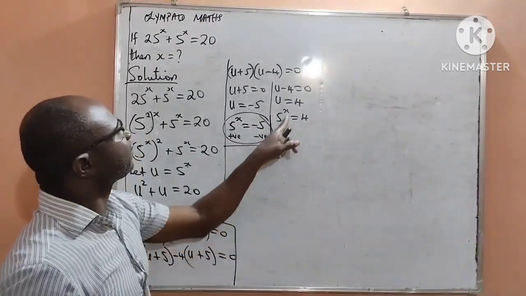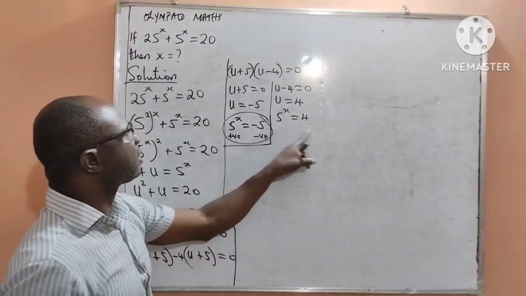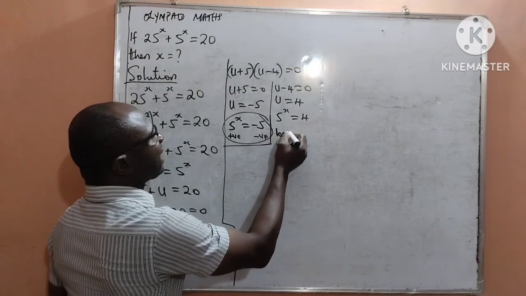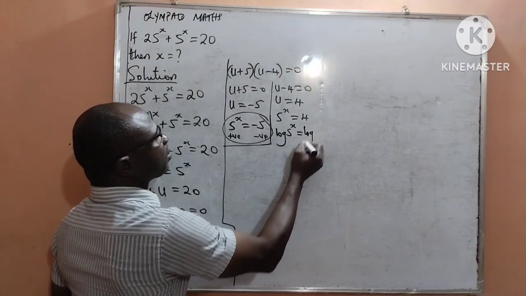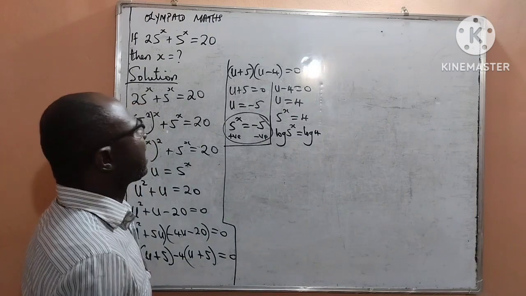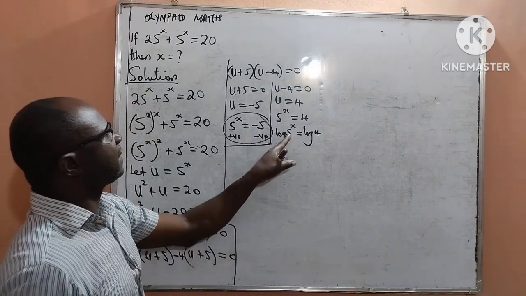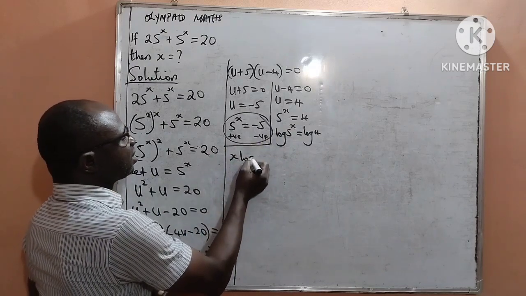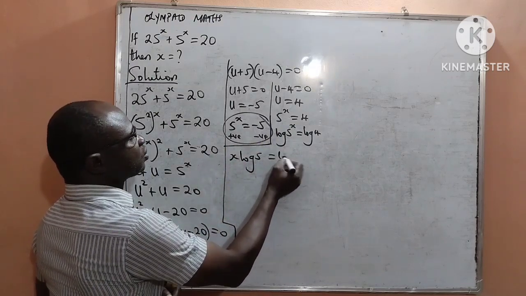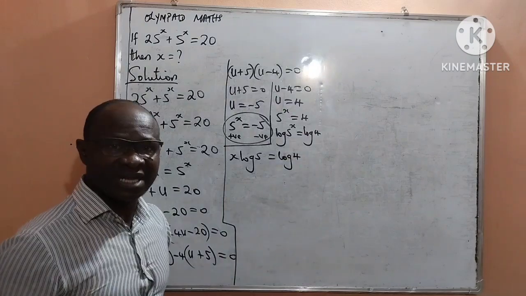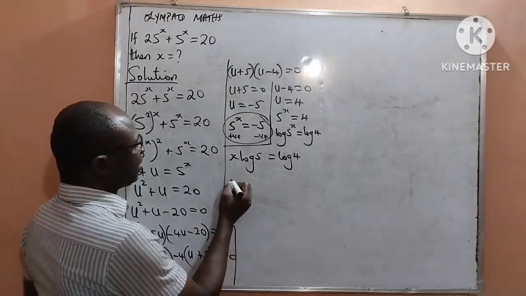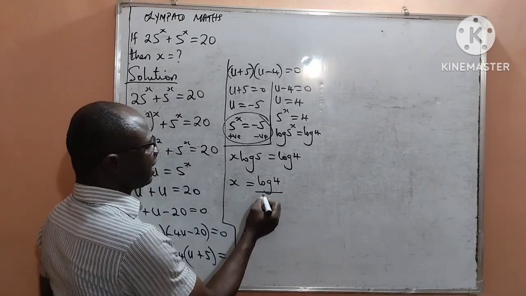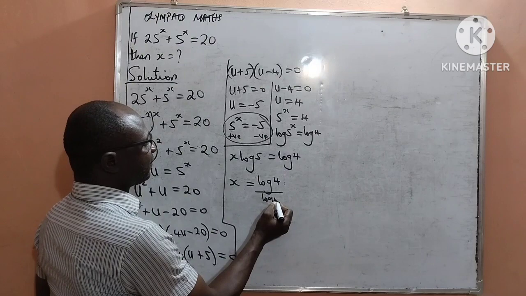Therefore, to solve for the value of x, I can apply logarithms to both sides of the equation. That becomes log of 5 raised to the power x is equal to log of 4. Applying the law of logarithms, this x will come to the front to give me x log 5 is equal to log 4. Dividing both sides of the equation by log 5 will give me x equal to log 4 all over log 5.